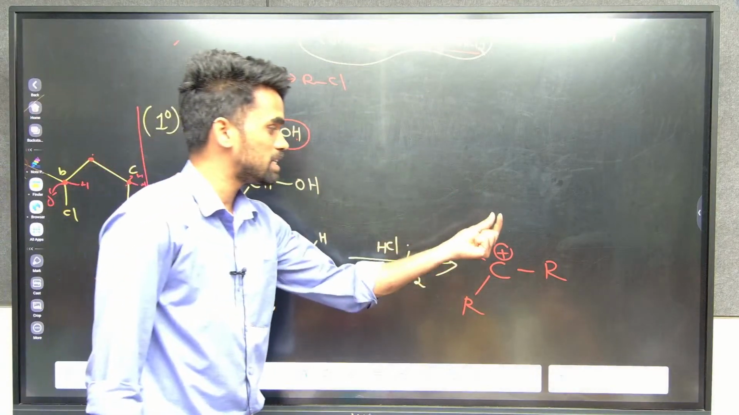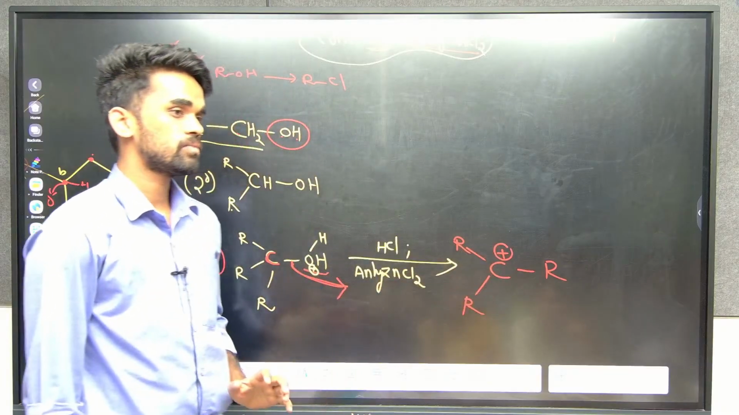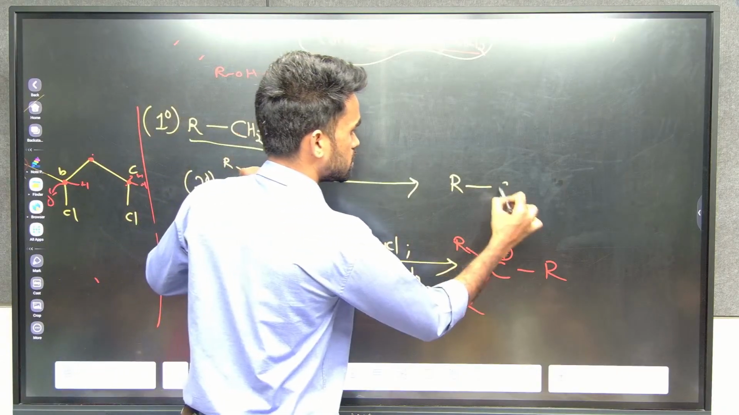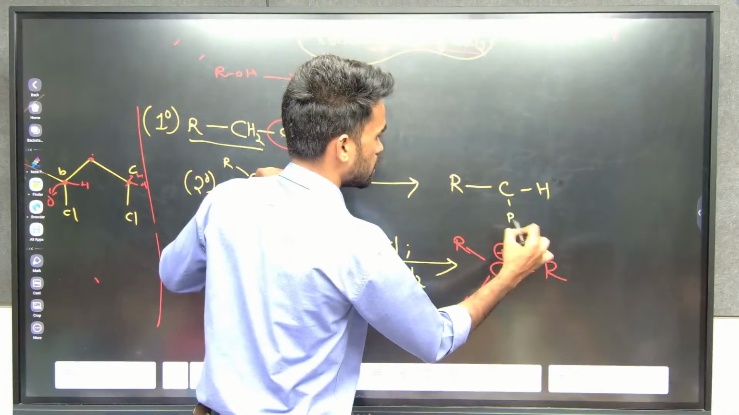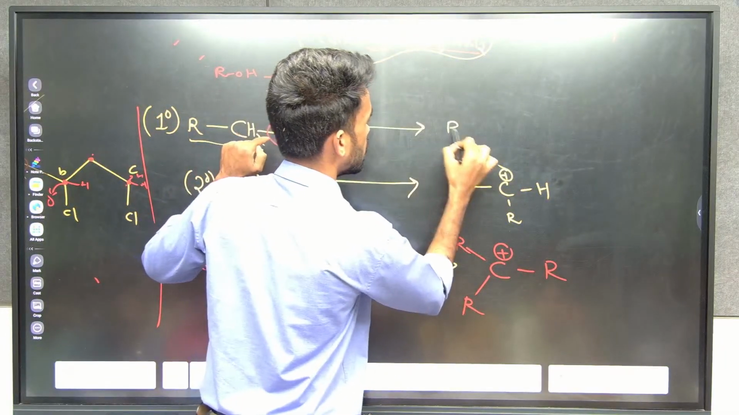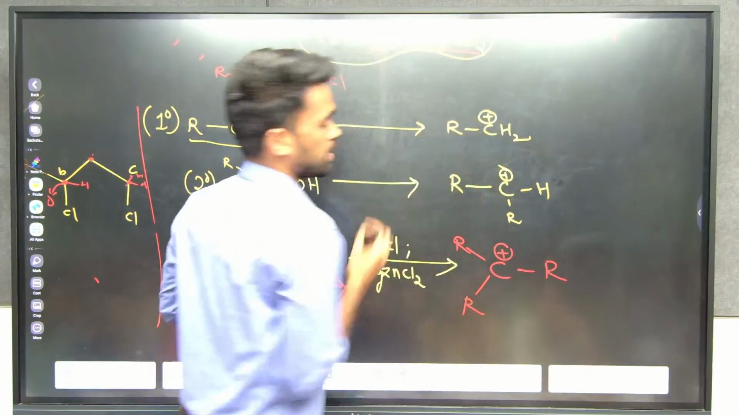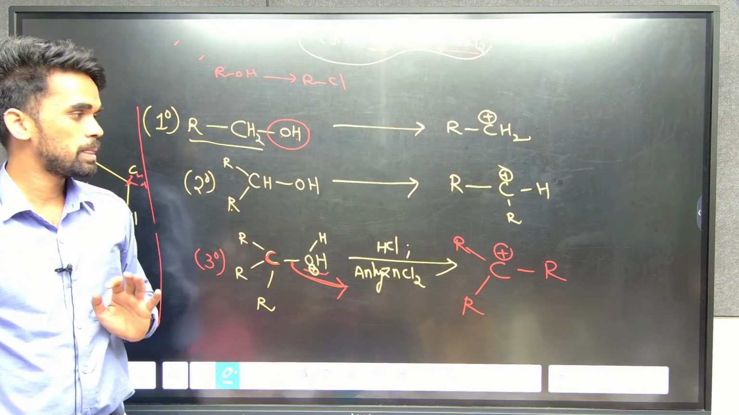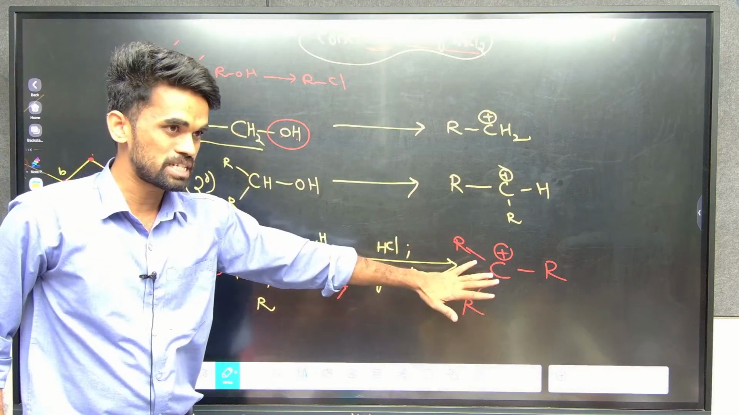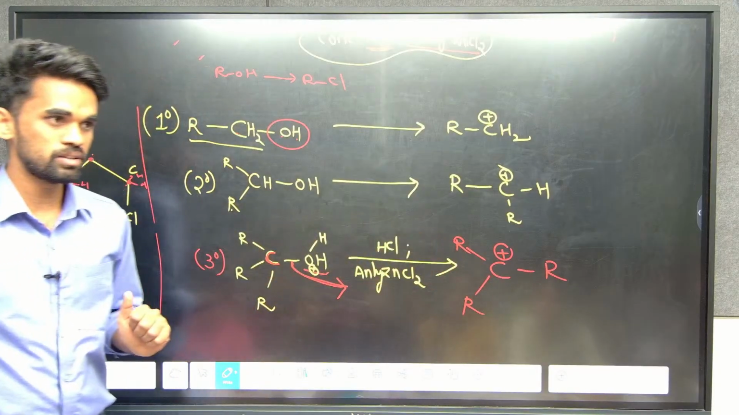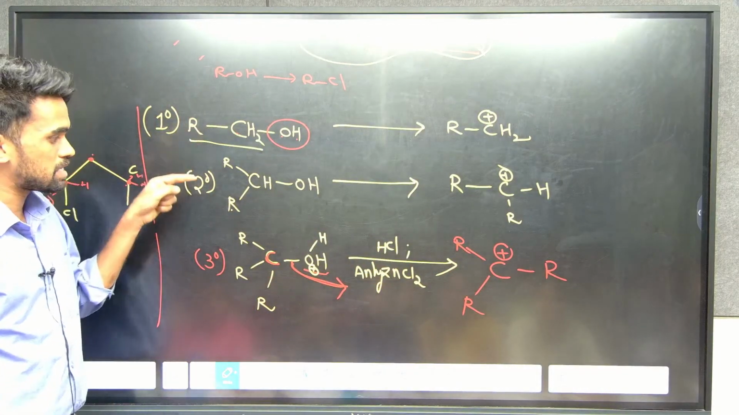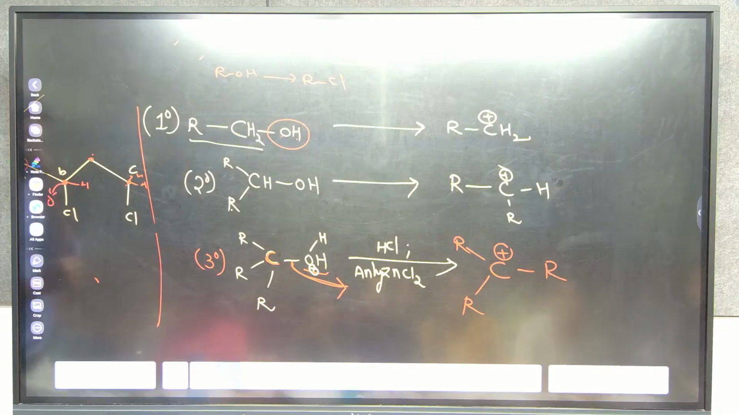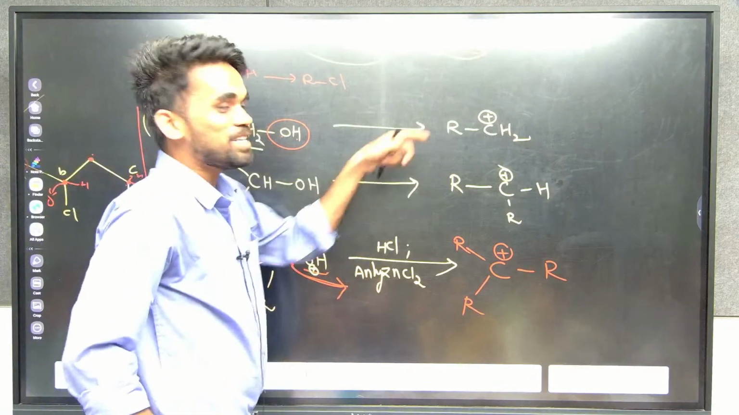Now tell me whether it is a primary, secondary or tertiary carbocation. Tertiary carbocation. Same story you do with this and you get R, C, H, R plus, and with this R, CH2 plus. Like this we have three different carbocations. Tell me which carbocation is most stable? If tertiary carbocation is more stable, then the reaction will be easy with which one: primary alcohol, secondary alcohol or tertiary alcohol?